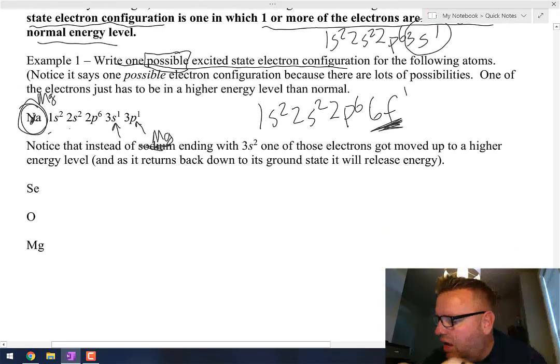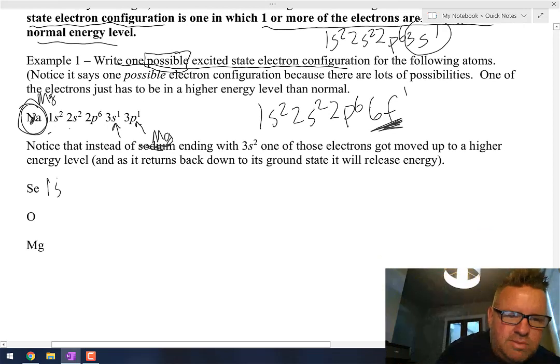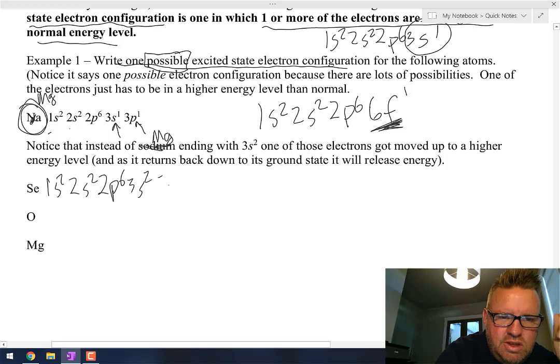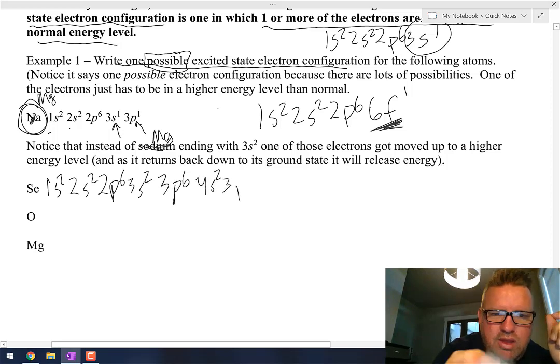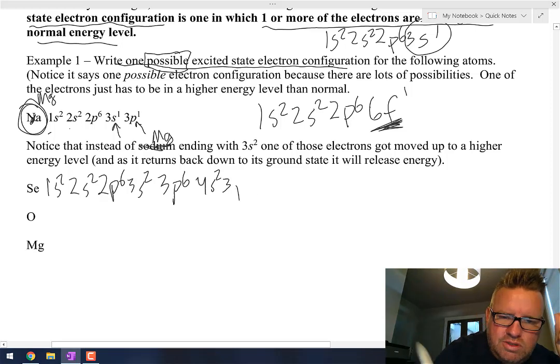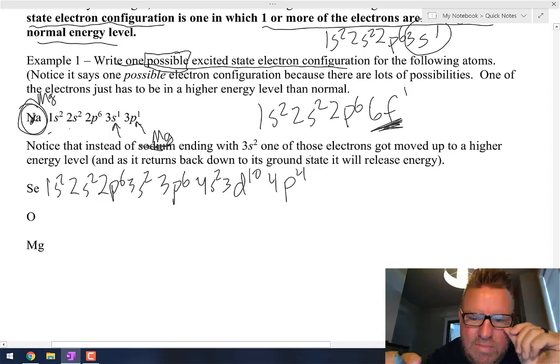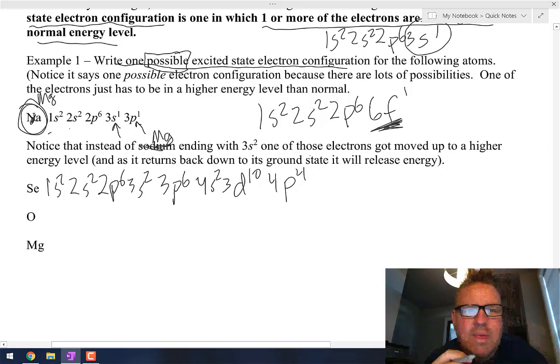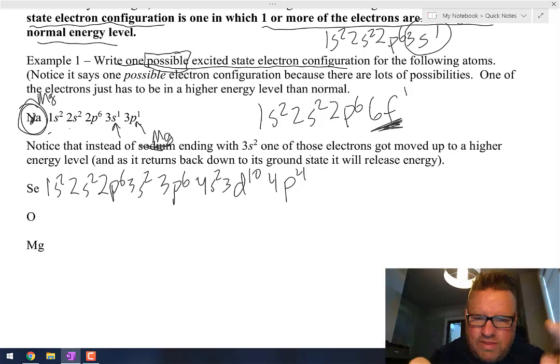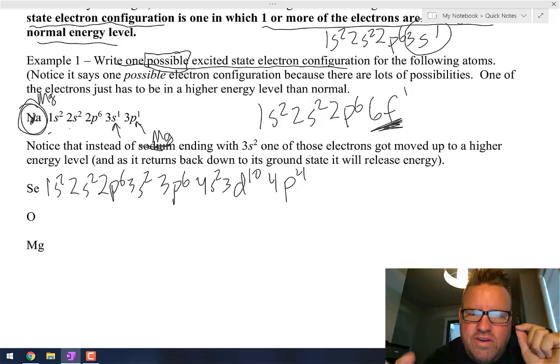Selenium. I'm going to start with regular selenium. So 1s2, 2s2, 2p6, 3s2, 3p6, 4s2, 3d10, 4p4. So that's normal selenium. Now I want to make it an excited state. That's the ground state electron configuration there.